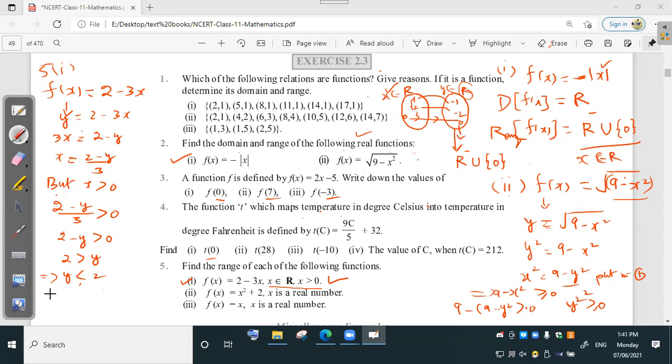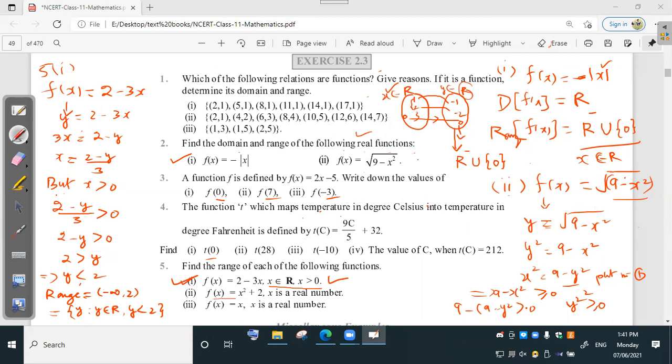But less than how much? Minus infinity. If we want to write the range, we can write it in terms of interval, or in both ways. I will write in terms of interval: minus infinity to 2, both excluded. Or in set builder form, you can write it as the set of all y such that y belongs to real numbers but y is less than 2. This is the range of this function. Got it?